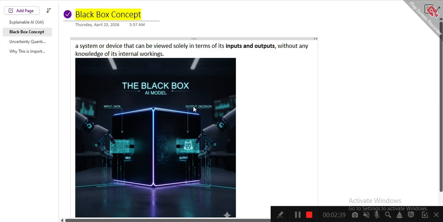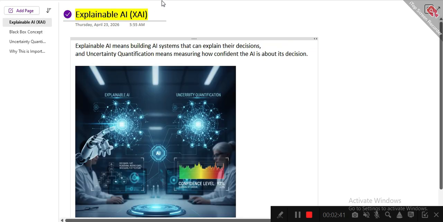Now imagine this in a hospital. AI says this patient has a disease, but it cannot explain why. If the doctor blindly trusts it, it could be dangerous. If the doctor ignores it, then AI becomes useless. So we need something in between.